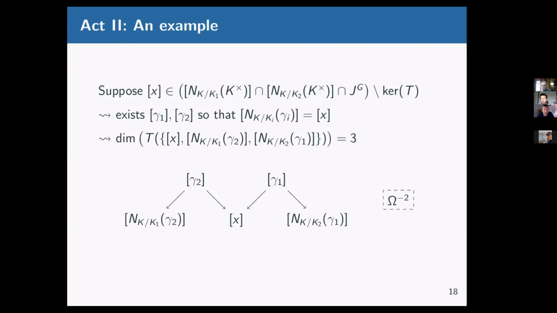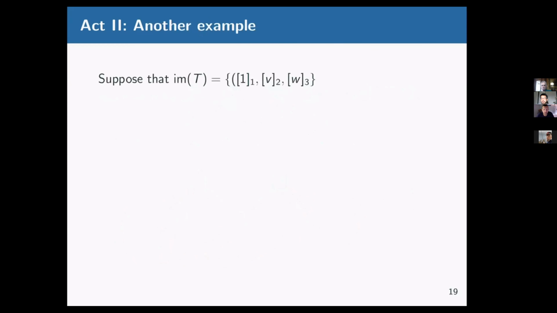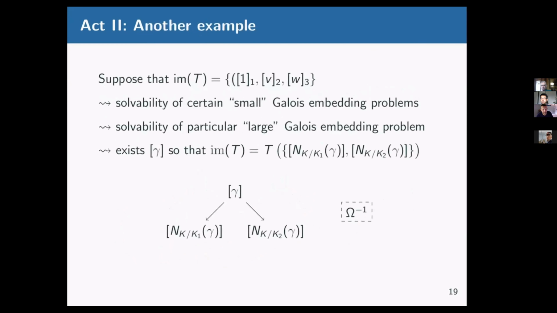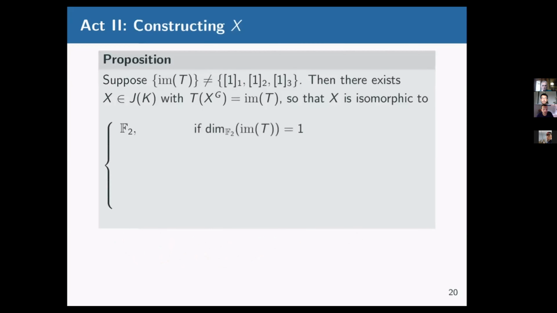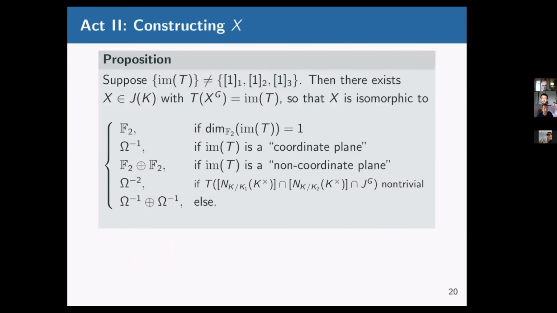I see I have a minute left. This is how we get the omega minus 2 module that shows up. Let me skip over the next example, but that's how you generate an omega minus 1. And what we pick up is a different range of possibilities for what this X summand is, depending on what the image of T winds up looking like.